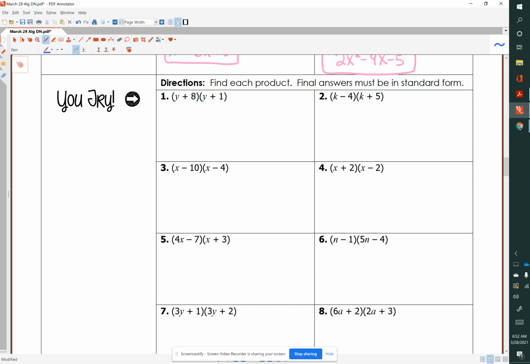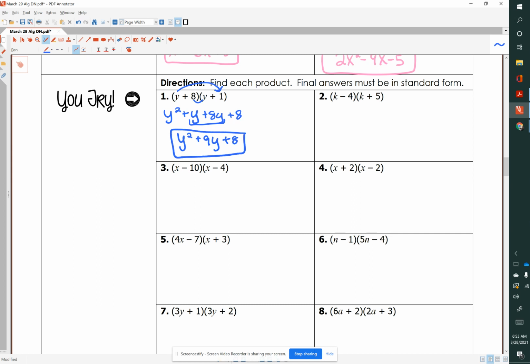Okay, so I hope you tried them on your own. So let's work together. First, our first terms, we have y times y. We have y squared plus y, which is first outer, 1 times y is just 1y. Inner, 8 times y, positive 8y. Last, 8 times 1 is 8. We can combine the two y terms in the center for y squared plus 9y plus 8.